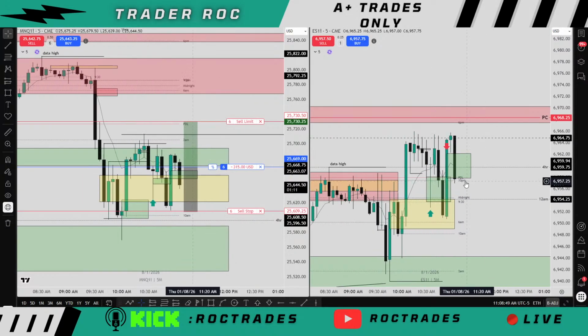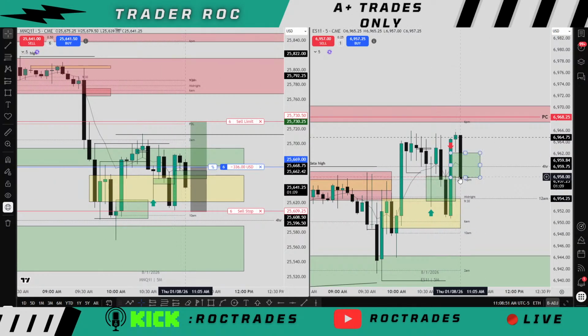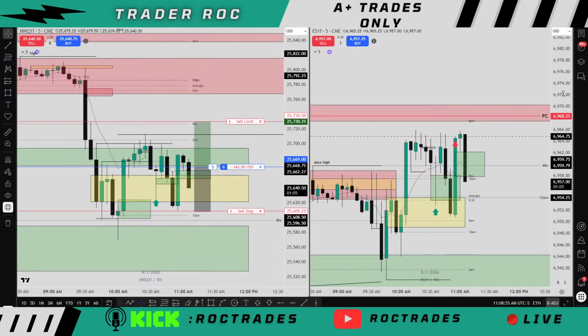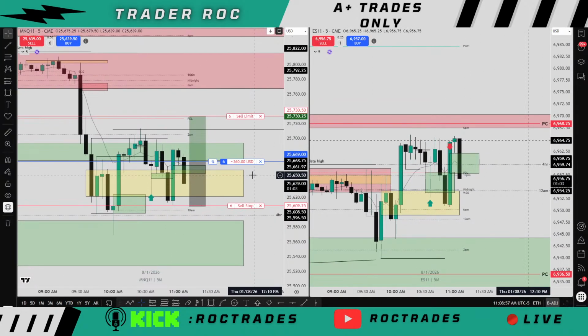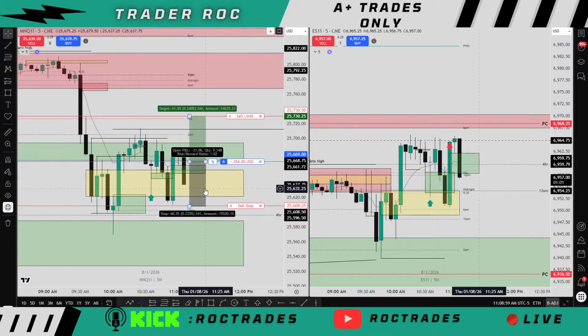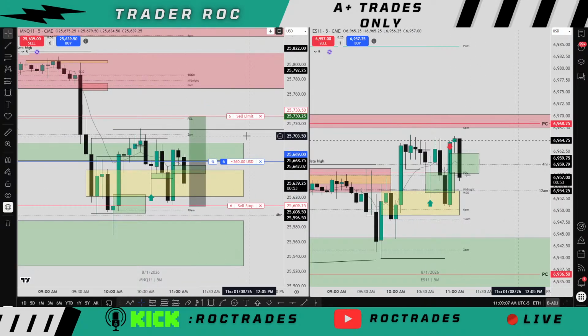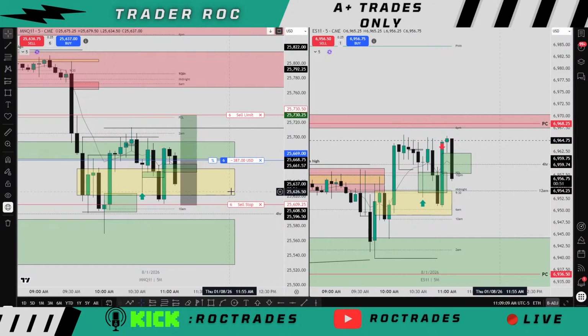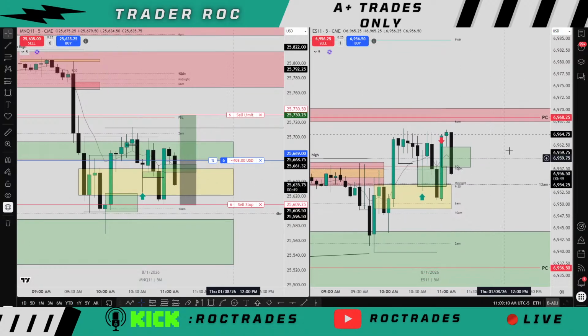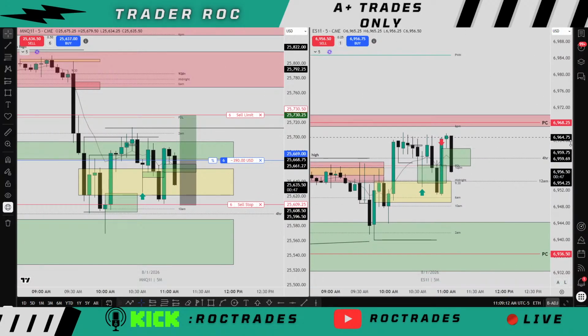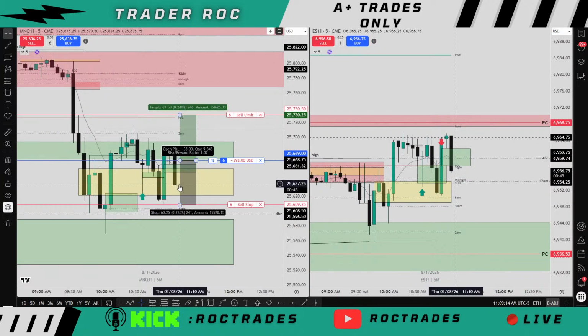So we're retesting this previous daily low here on ES, and it keeps doing this, bro. You see how it pretends to be bullish, goes bearish, pretends to be bearish, goes bullish. So now I'm looking for price to make up its mind. And this one might be, come on, yo.